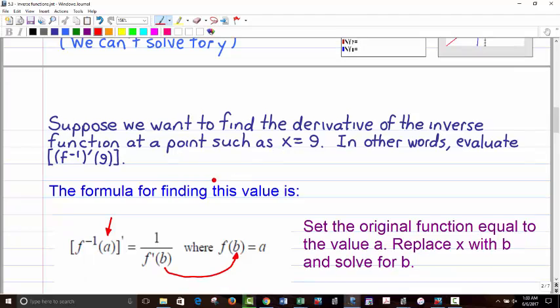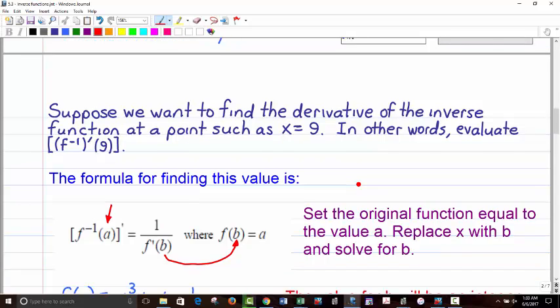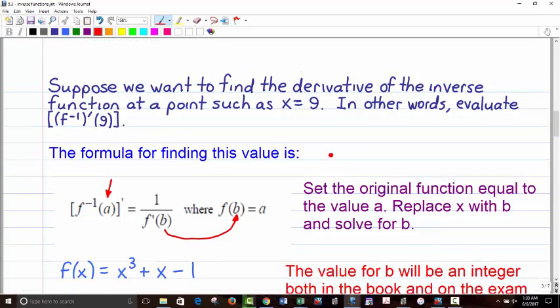Say we want to find the inverse function derivative at some value such as 9. Let's see how we do that. It's not that complicated. Students will still have trouble with this. It's a very straightforward process, but I don't know why it seems to be confusing for people, but hopefully it won't be.